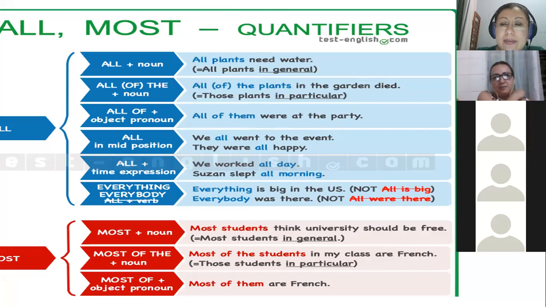Everybody was there. Okay, most students think university should be free. Most of the students in my class are French. Most of them are French.